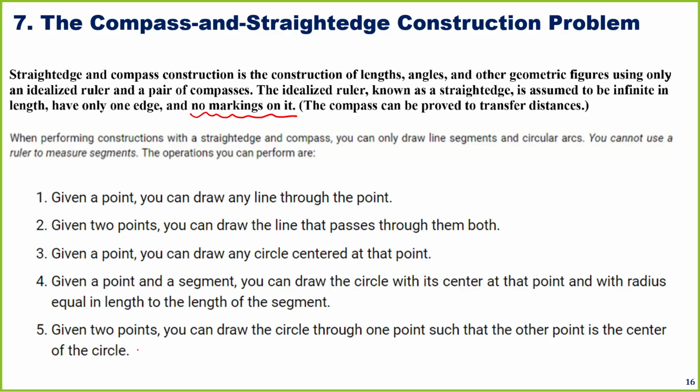And last, given 2 points, you can draw the circle through one point such that the other point is the center of the circle. These are the limitations of the compass-straightedge construction. But even with these constraints, we can use a compass and straightedge to construct many different types of geometric shapes. So let's have a look at an example to illustrate this concept.